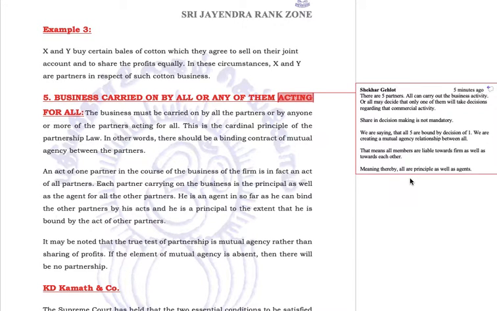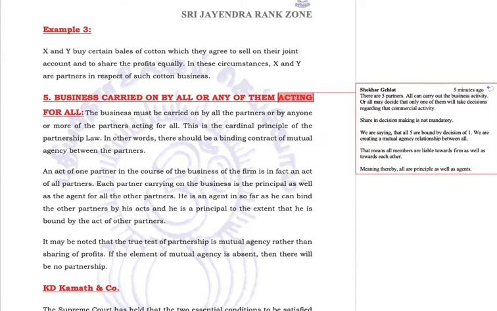Okay, because in a partnership business, partners are principal as well as agent for each other. There is a mutual agency between the partners. All are principals as well as all are agents. All can bind the partnership firm with their decision and thereby bind all the partners as well.